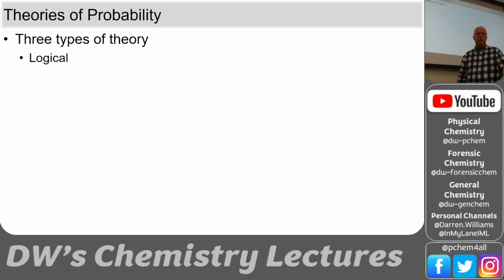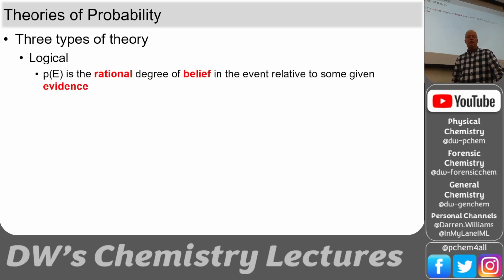There's logical probability, and under logical, we have this rational degree of belief in the event relative to some evidence. And we use this in forensics a lot, but we also use it in making decisions. We use this to determine if the milk is still good, right? We sniff it. That's our evidence. Does it have an off smell? No, it's okay. So I have a rational degree of belief that the milk is good if I test it and then look at the evidence, okay?